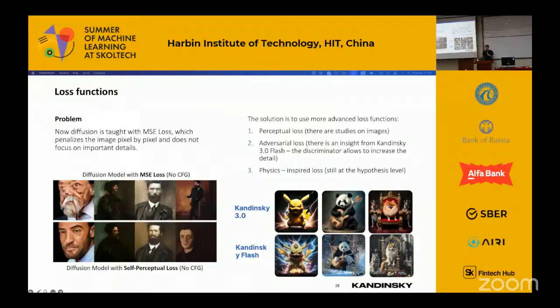For example, perceptual loss, for example, adversarial loss. And adversarial loss is good, for example, in the process of distillation of such models, because the main way to accelerate video generation models or image generation models is diffusion distillation. What is that? You typically have a lot of steps from the noise to the good image. For example, 50. That's common.